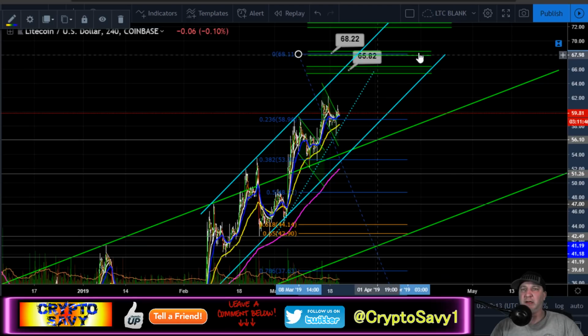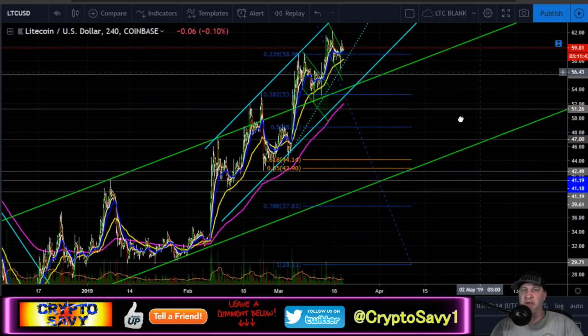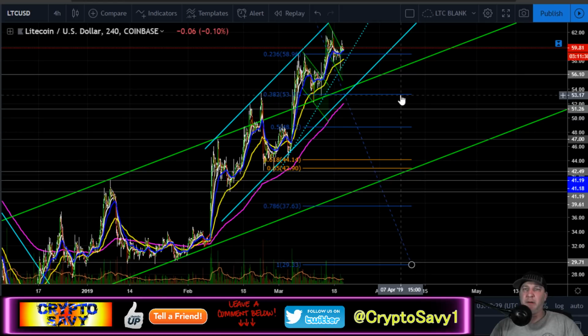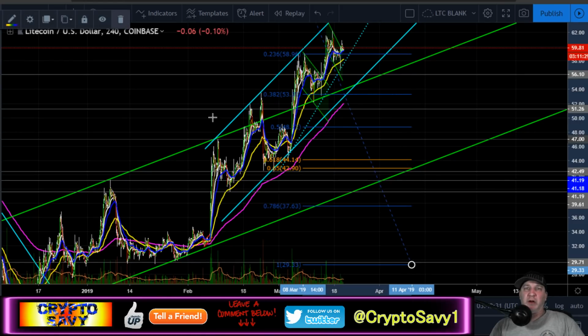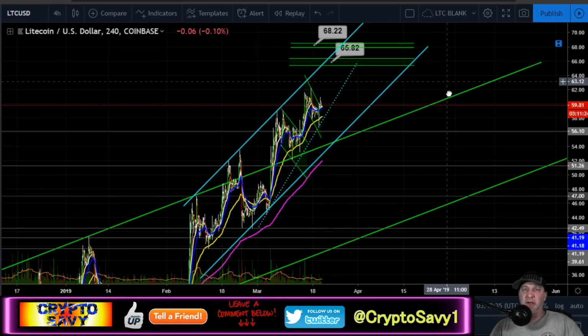But if we were to get up to the $68 range, then we're looking at the correction, possibly around the $48, $49 area. And if we got a shallow correction, which is possible, around the $53 area. But for now, we're going to stick with these targets.